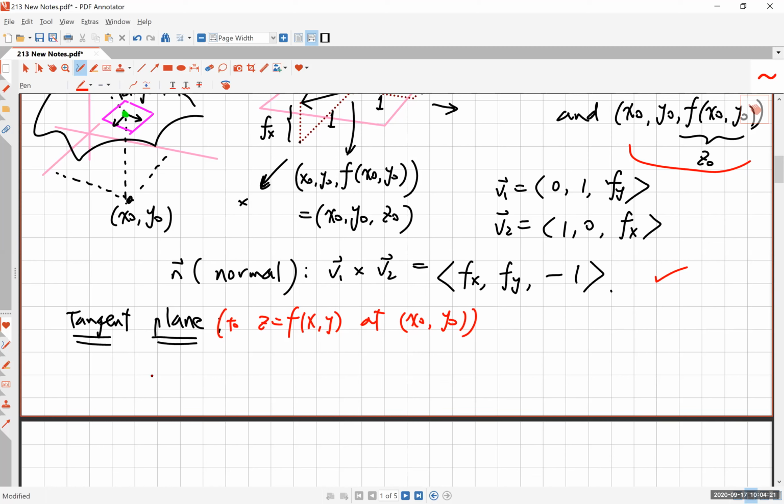All right, so this will be fx times what? X minus x naught plus fy. You know what, let me make it a little more clear, because when I say fx, this is not f of x. It is f sub x, but it is evaluated, so I should make it clearer. This is f sub x evaluated at x naught, y naught, okay?